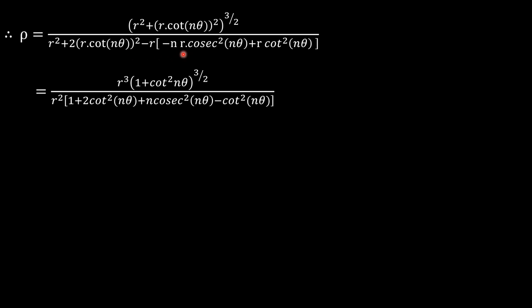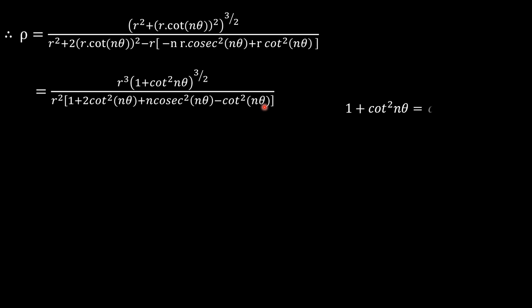Okay, let me take r square common from the denominator as well, so that the terms inside the bracket are of the form 1 plus 2 into r square. I have taken it outside the bracket, so it is just 2 cot square n theta, minus into minus is plus n into cosecant square n theta, okay, minus into plus is minus into cot square n theta, okay.